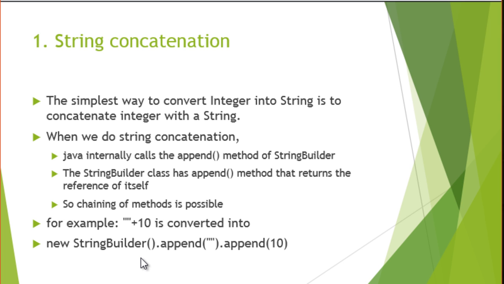So method chaining is possible, and we can convert an integer or any primitive data types into a string with the help of this process. Let us see it in an example.